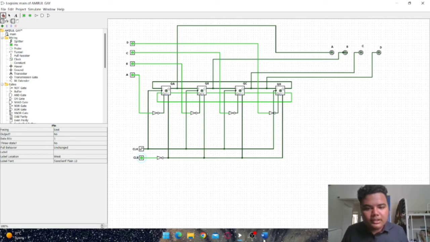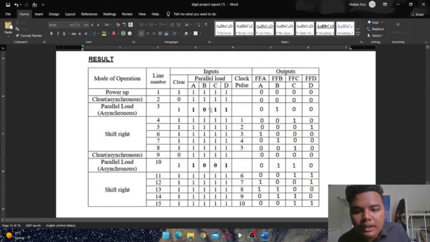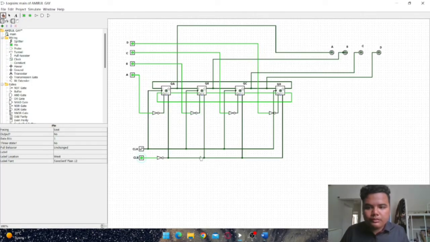Let's look at the table. If the clear is 0, so the input is all 1 and then the clear is 0. As you can see, the output also will be 0.